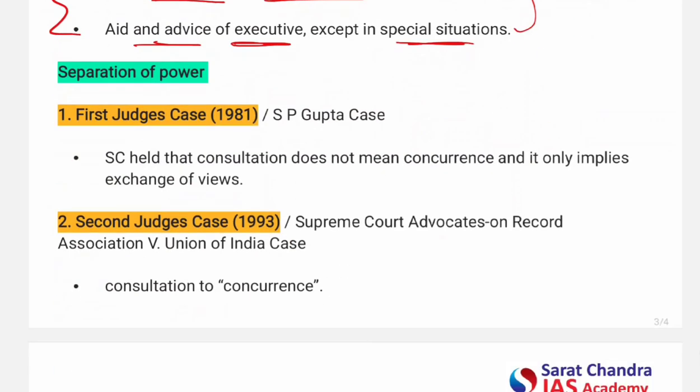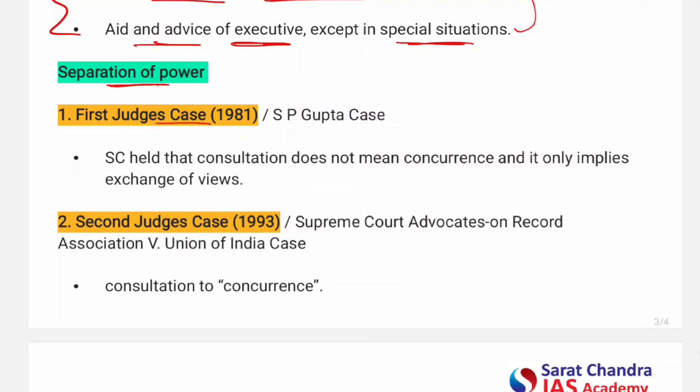Next cases are related to the separation of power. In this, there are 5 important judgments which we can use. These judgments can also be used for issues related to the appointment of Supreme Court and High Court judges.